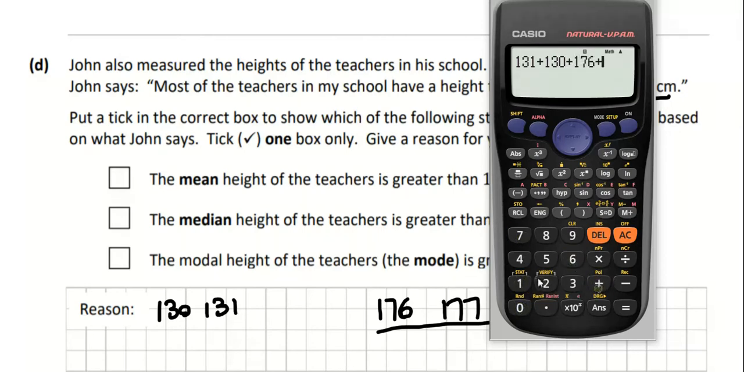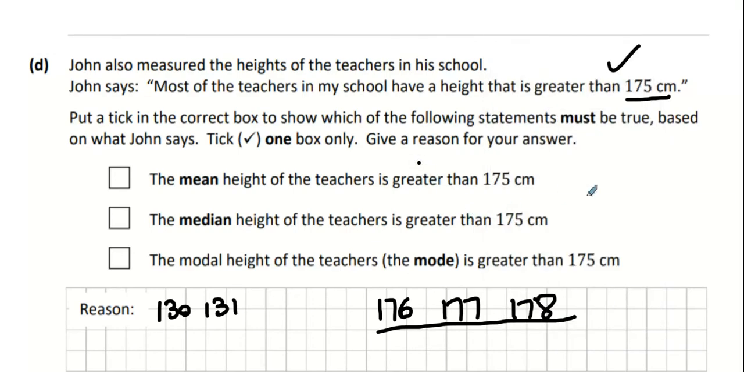Okay, but let's test if the mean would be below or above 175. So 177 plus 178. Okay, that's 900 and 792. Then we can divide that by 5, and look, we can see that the mean is below the 175 mark. So we know this to be wrong. Okay, so we just have to prove that to be wrong. The next one, the median height of the teachers is greater than 175.